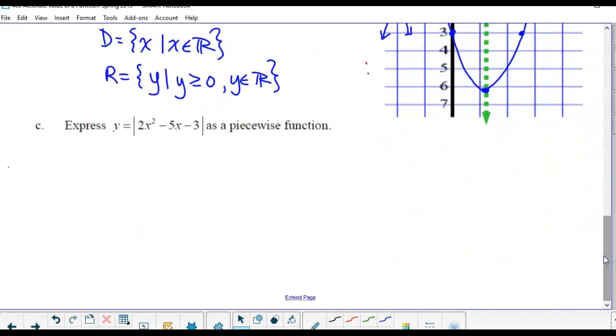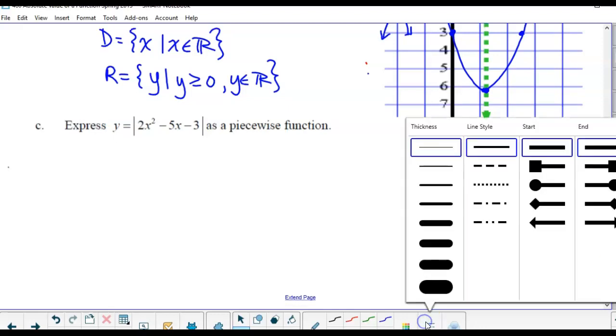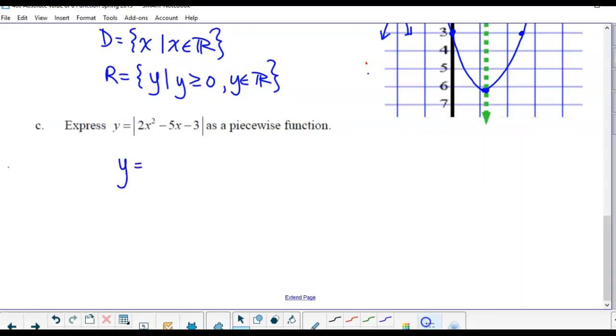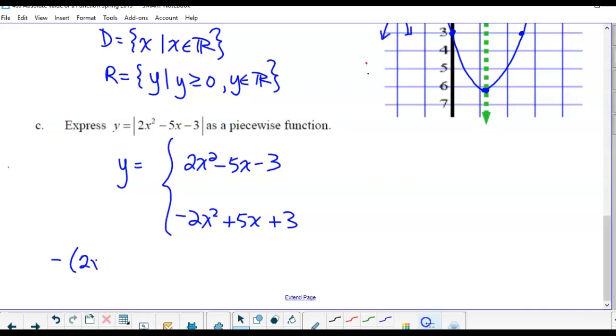Okay, then piecewise. So y equals, squiggly brackets, takes 2 lines. First, I always put in the original. It's the easiest. And the second one, I change the sign. So, negative 2x squared plus 5x plus 3. Okay, or you can go negative bracket 2x squared minus 5x minus 3. You've got to multiply through every term by that negative.